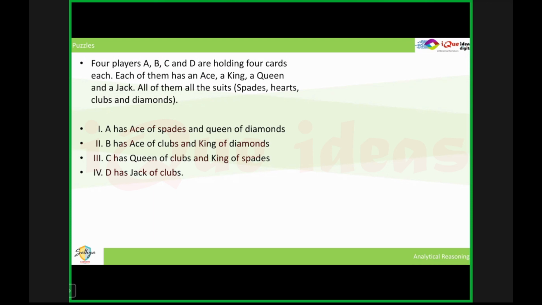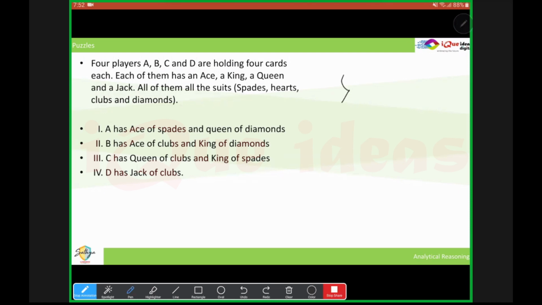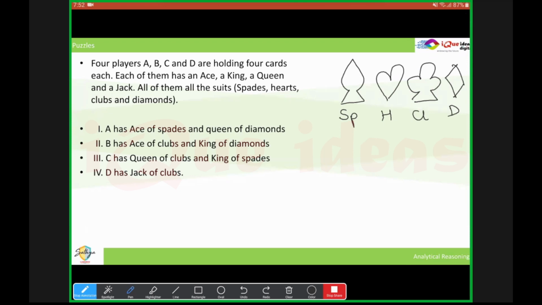So what are spades, hearts, clubs, and diamonds? In playing cards, cards which look like this are called spades. These are called hearts. These are called clubs. And these are called diamonds. So there are four aces, one spade, one heart, one club, one diamond. Similarly, four queens, four kings, four jacks. So total 16 cards. These 16 cards have to be given to all four, A, B, C, D, four for each. So exactly which four cards are with which four people? You can use a table to solve this one. Let's see if you're able to do it.